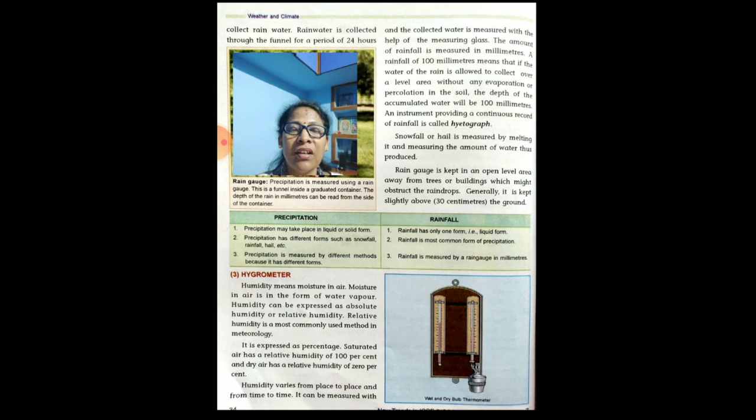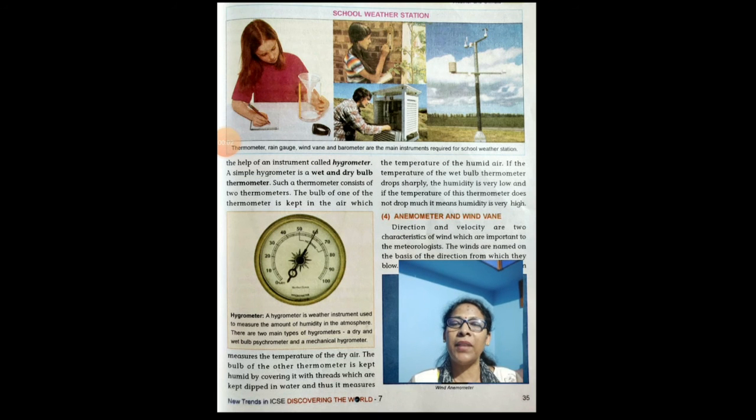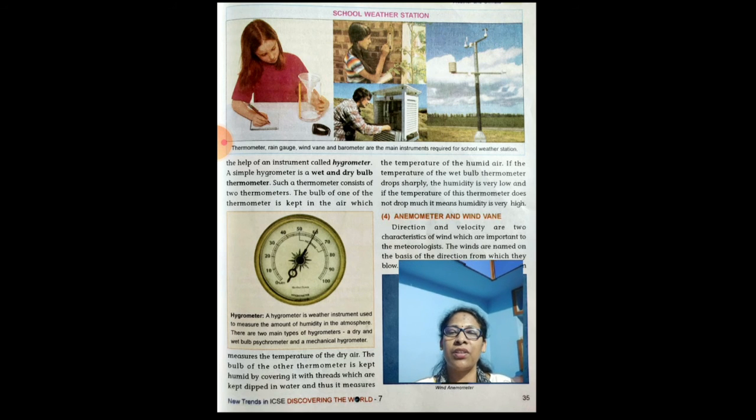As you can see in the picture, they have shown an instrument known as a hygrometer, which has a wet bulb at one corner and a dry bulb at the other corner. A simple hygrometer is a wet and dry bulb thermometer. Such a thermometer consists of two thermometers, as shown in the diagram on the earlier page.